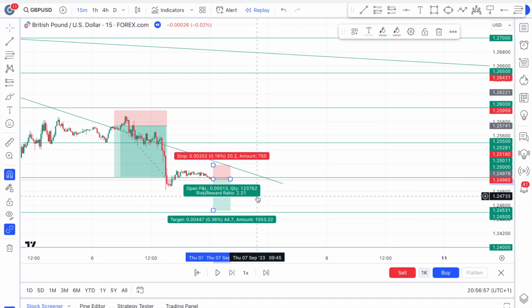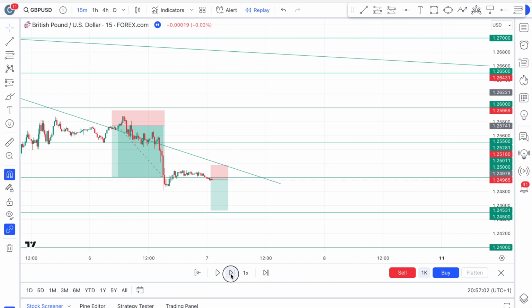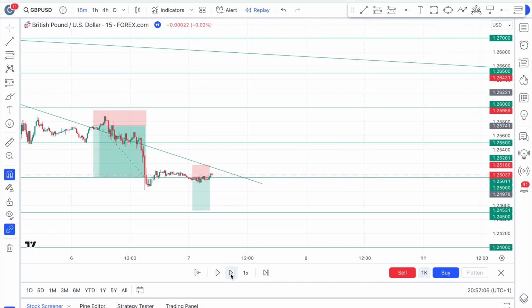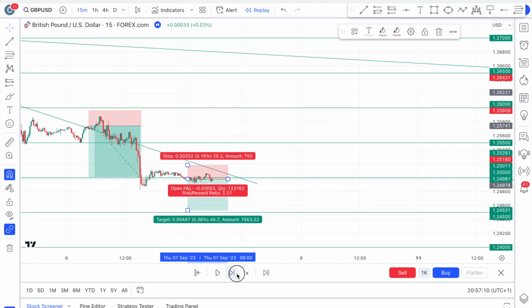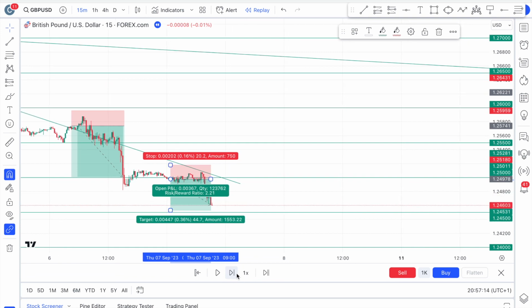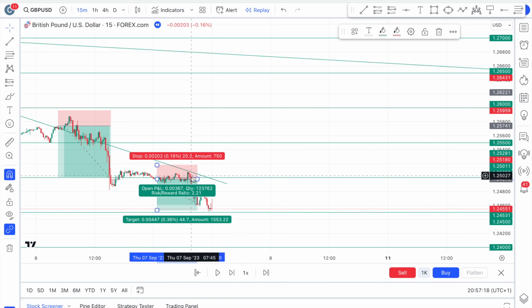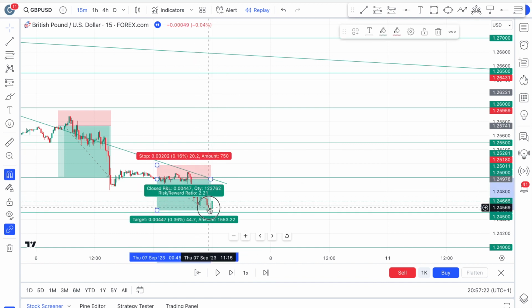This is a 2.21 trade. Then let's see how it goes. Expanding this again to here. Now this is it. So price hit take profit at this point.